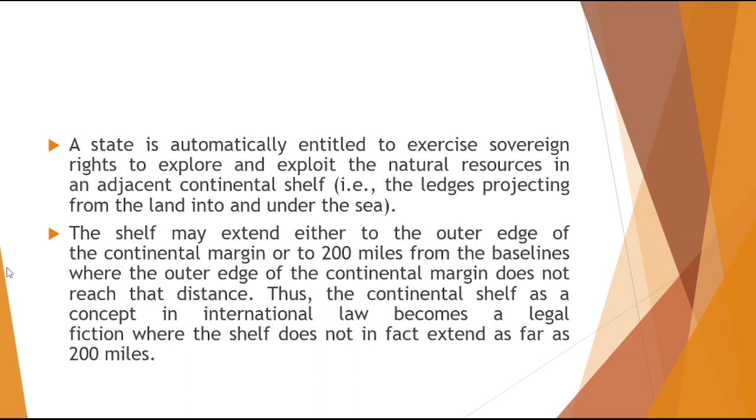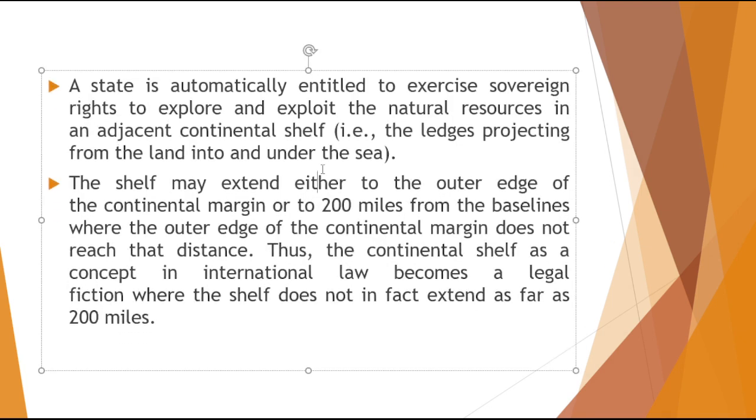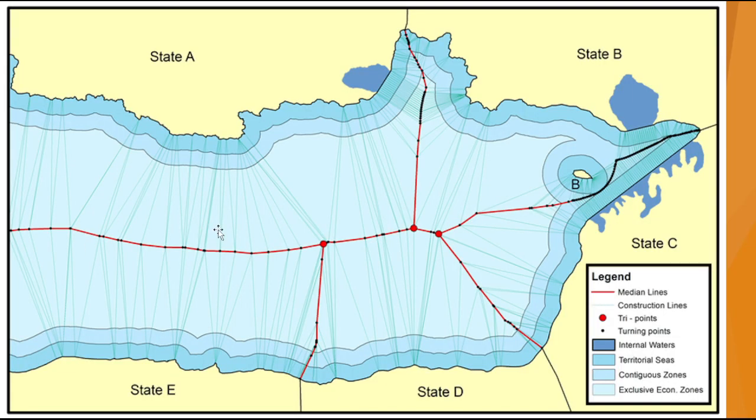The state is automatically entitled to exercise sovereign rights to explore and exploit the natural resources of a distant coastal shelf, the continental shelf, that is the ledges projecting from the land to under the sea. The shelf may extend either to 200 nautical miles from the outer edge of the continental margin or 200 miles from the baselines. So this we will be reading in the next videos. So this is mainly the territorial sea and what it entails.